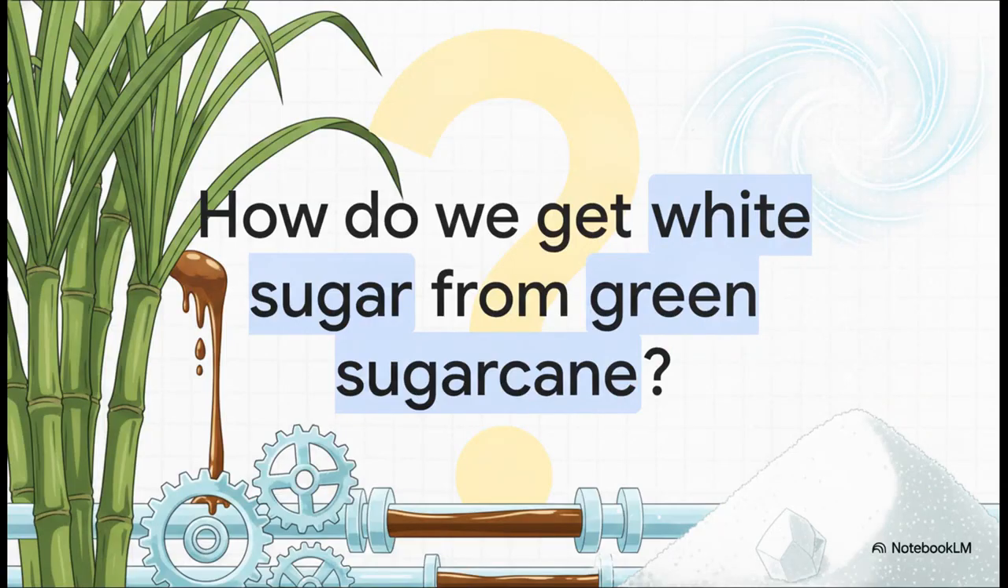Just think about this everyday paradox for a second. You start out with tall, green sugarcane plants out in a field, right? But somehow, you end up with perfectly uniform, pure, white, sweet crystals sitting in your kitchen. I mean, how does that actually happen? Well, it all comes down to the hidden mechanics of extraction and separation. It's literally chemistry happening right there on your dining table.